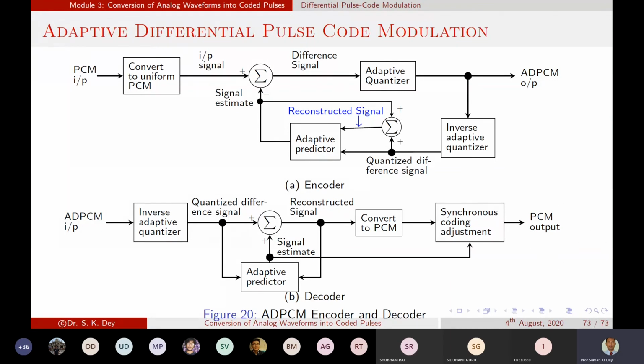So you have to remember this block diagram. There are basically two parts, and if you look at the block diagrams, both are similar, with a little bit of difference.